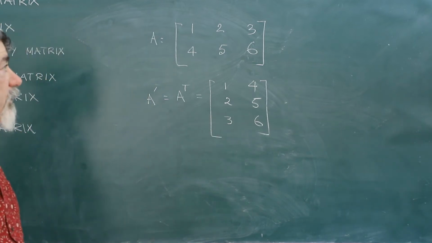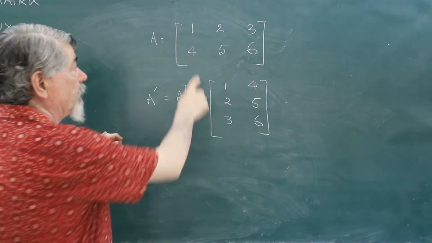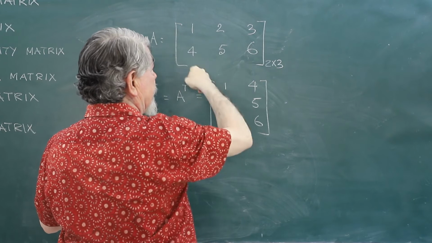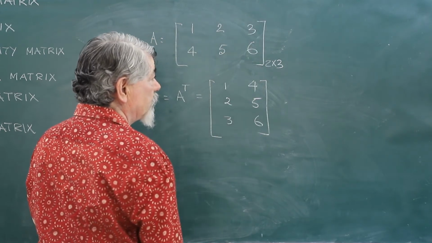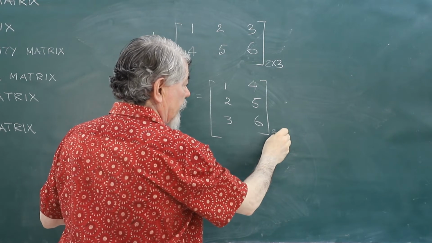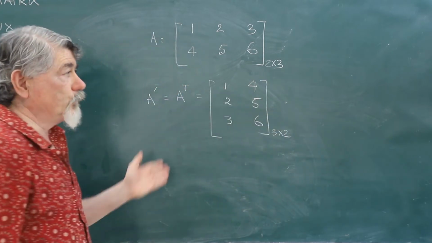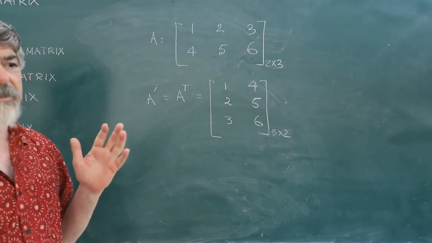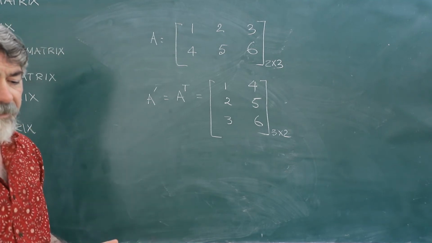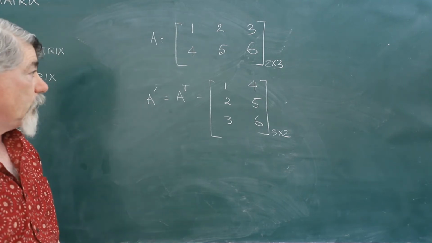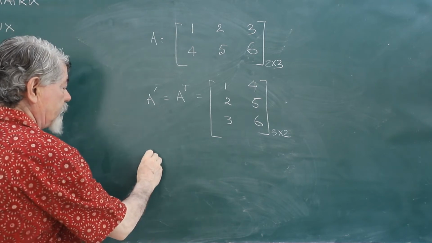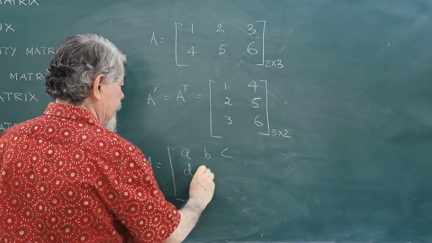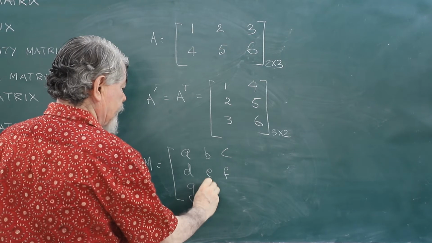Please notice what is the order of the matrix A: the number of rows into the number of columns, 2 rows, 3 columns. Here it will become 3 rows and 2 columns. They are interchanged. 2 into 3 will become 3 into 2. It is called the transpose of a matrix. The transpose of a matrix is obtained by interchanging the rows and columns. Let us take one more example. M is equal to A, B, C, D, E, F, G, H, I.